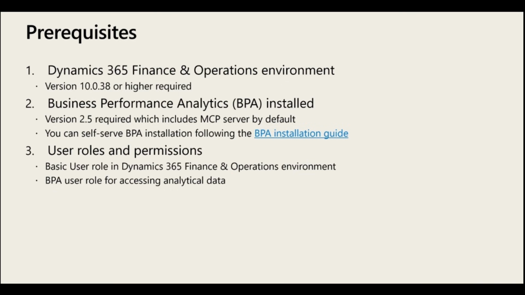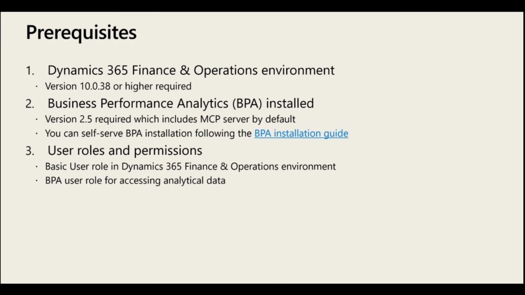Then we have to have the BPA being installed. At minimum, we need the BPA MCP server version 2.5. And with being in public preview, now the MCP server and the URLs you will see in a second should be by default available and accessible for you. And the tooling in MCP in Microsoft Copilot Studio should be available as well because we're now in public preview.